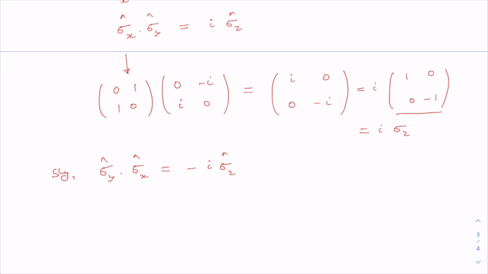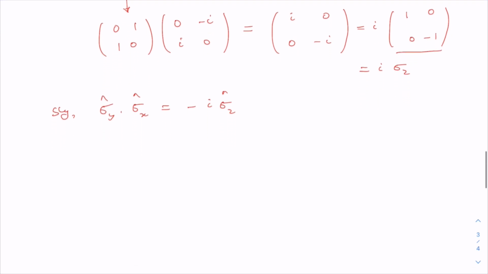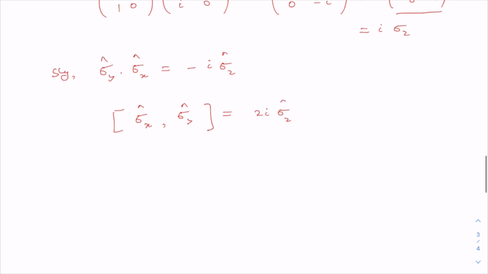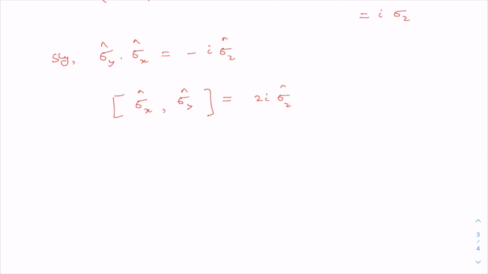So this clearly shows that sigma x and sigma y do not commute. So we have this commutation relation: the commutator of sigma x and sigma y is equal to twice i sigma z. In fact, sigma x and sigma y actually anti-commute. Anti-commutation means you have to add them up, sigma x sigma y plus sigma y sigma x. If you add it up, you will get 0.